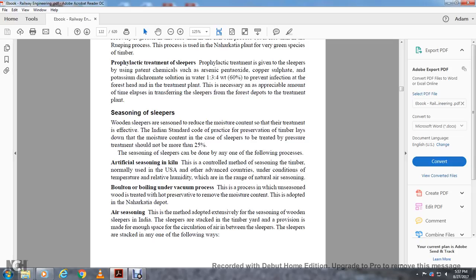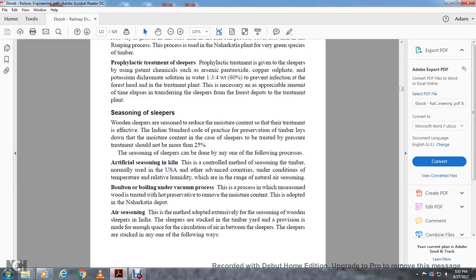The seasoning of the sleeper can be done with any of the following processes. Artificial seasoning in a kiln is a controlled method of seasoning timber, normally used in the USA and other advanced countries, under conditions of temperature and relative humidity which have a range for the natural agent of air seasoning. Boulton's process, or boiling under vacuum, is one in which the wood is treated with hot preservative to remove the moisture content.